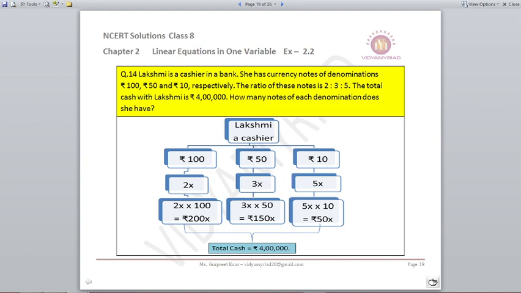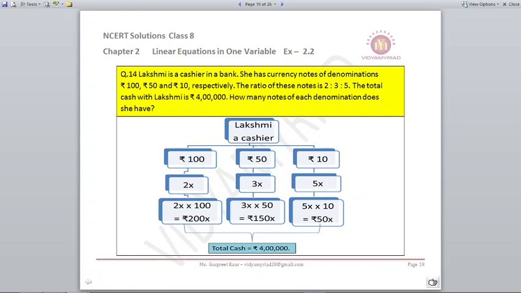Question number 14. Now I have tried to explain this question with the help of a graph or a presentation. It will make you understand easily. Here they are talking about Lakshmi, a cashier in a bank. So I have made the top head Lakshmi, a cashier. She has currency notes of denomination rupees 100, rupees 50 and rupees 10. So I have made it into 3 parts: 100 rupees, 50 rupees and 10 rupees. Now the ratio of these notes is 2:3:5. So 100 is 2x, 50 is 3x and 10 rupees is 5x.